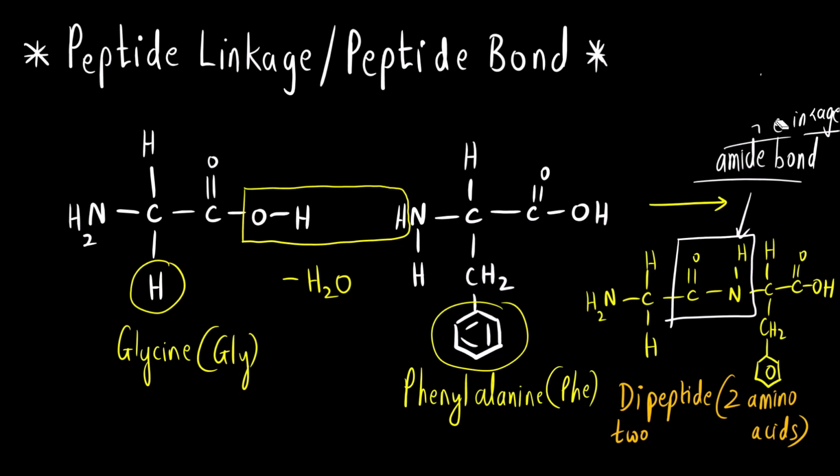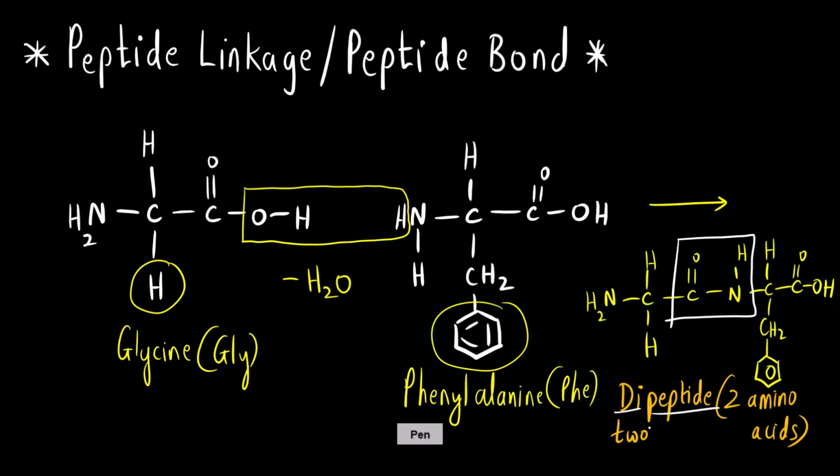Okay, now the question is about the dipeptide. This is very important. The name is dipeptide. Does that mean there are 2 peptide bonds? No, that will be incorrect. This is the structure of a dipeptide. You can see there is only one peptide bond or one peptide linkage.